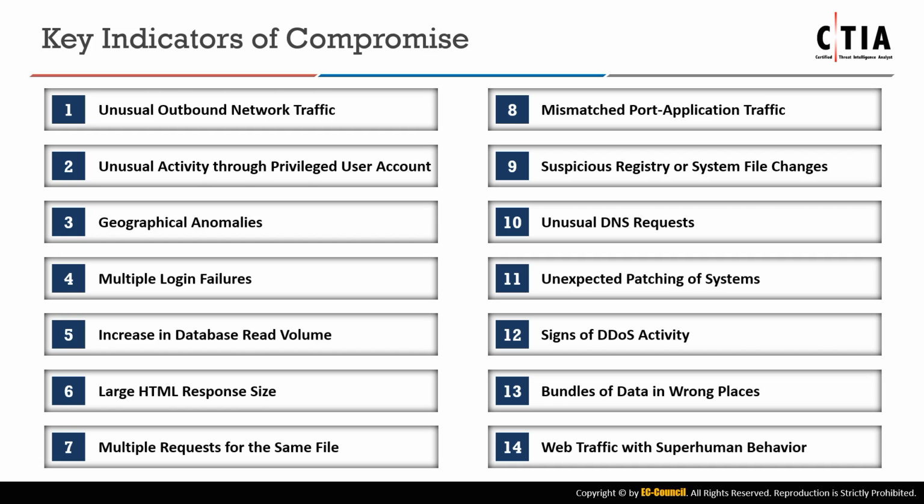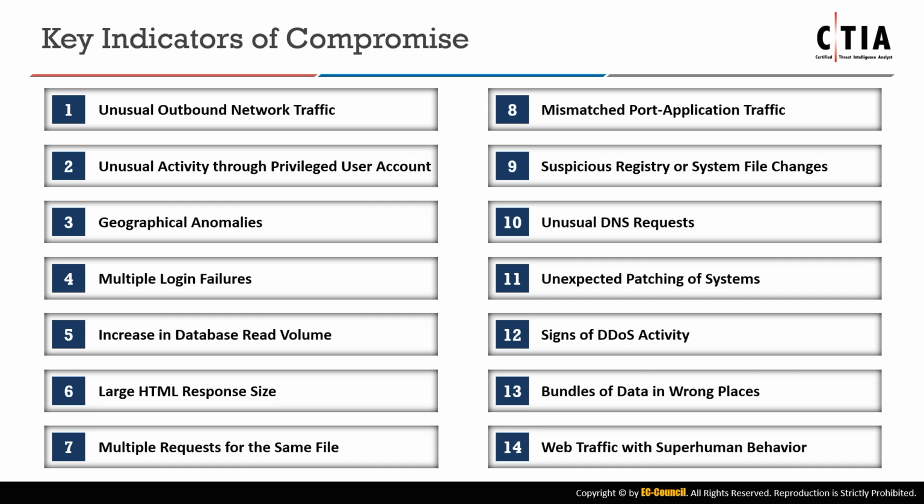Signs of DDoS activity. With DDoS activity, what we see is a huge uptick in the amount of frames that are being thrown at a specific device, program, web server. Bundles of data in the wrong places. Why would this particular host have an extra 250 gigs of data? That's crazy, and it's been growing over the last day or two. What's going on? So we're looking for data that shows up in the wrong places.